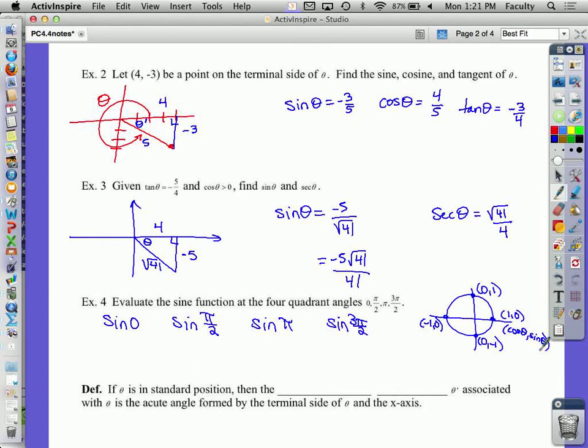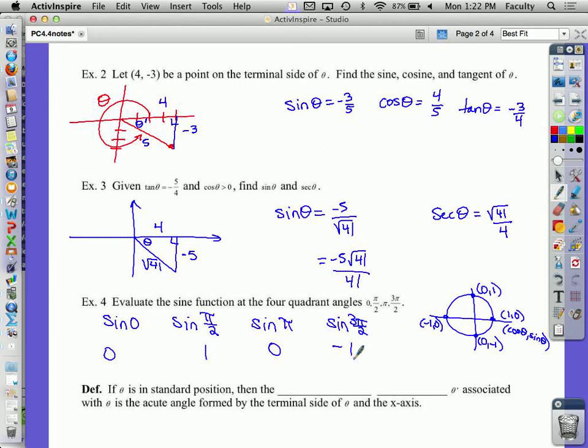So according to that, in our unit circle, what's the sine of 0? 0. What's the sine of pi over 2? 1. The sine of pi? 0. And the sine of 3 pi over 2? Negative 1. Okay, so you just read it right off the circle.